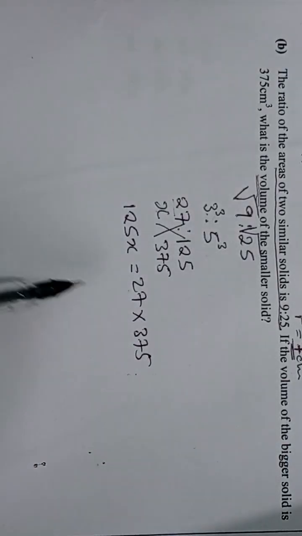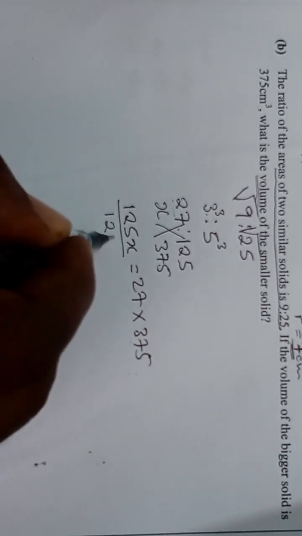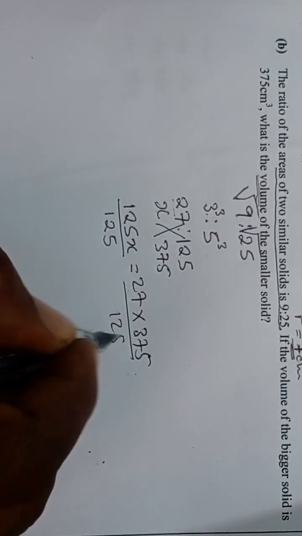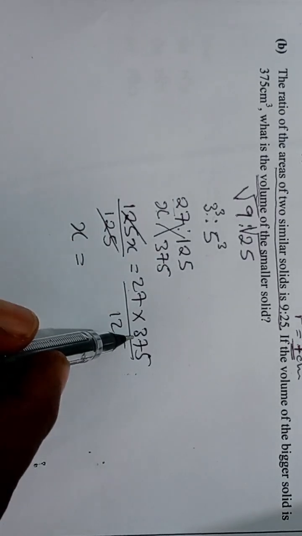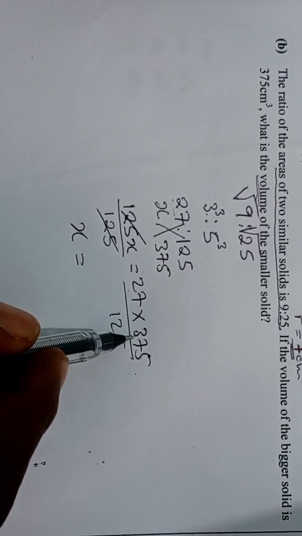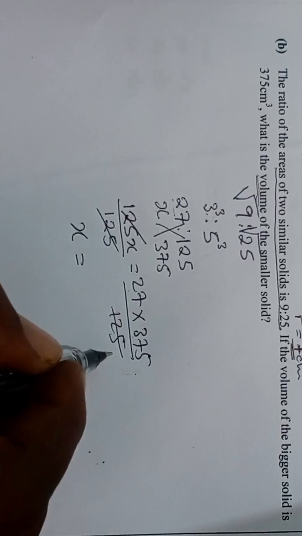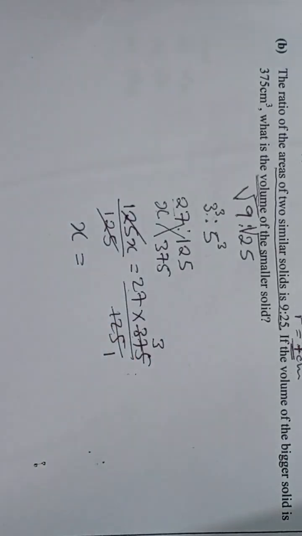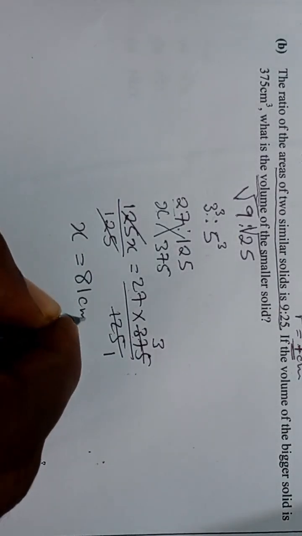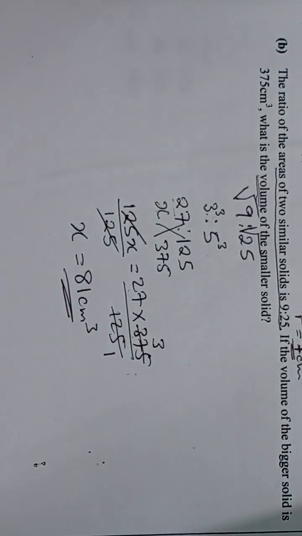Remember that this is paper 1. You don't need to trouble yourself by multiplying this. Just take it easy. You divide throughout by 125. So 125 and 125 go, x is equal to, and 125 can go into 375 without leaving a remainder. 125 into 125, 1. 125 into 375, that is 3. So 27 times 3, that is 81. So 81 centimeters cubic.